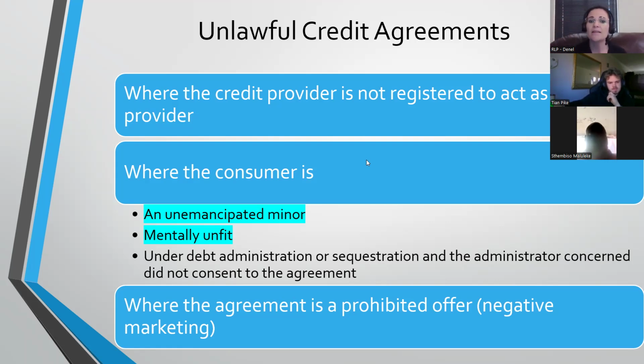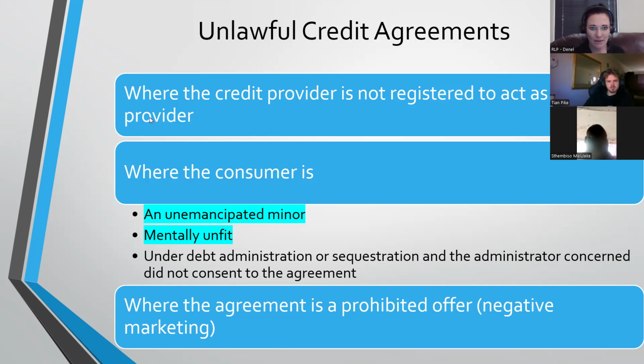The second one says where the consumer is an unemancipated minor. So basically the consumer is underage and they enter into a credit agreement. If you are still a minor, you cannot. It used to be 21 years. Nowadays it's 18. If you are 18 or older, you can enter into a credit agreement. But if you are underage and for some reason you manage to enter into a credit agreement, it won't be binding.